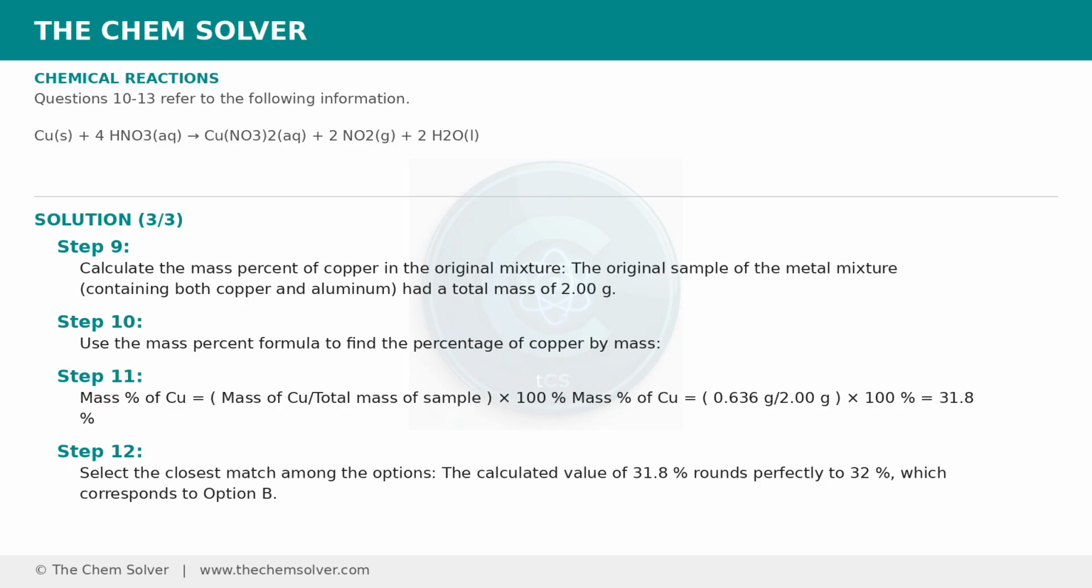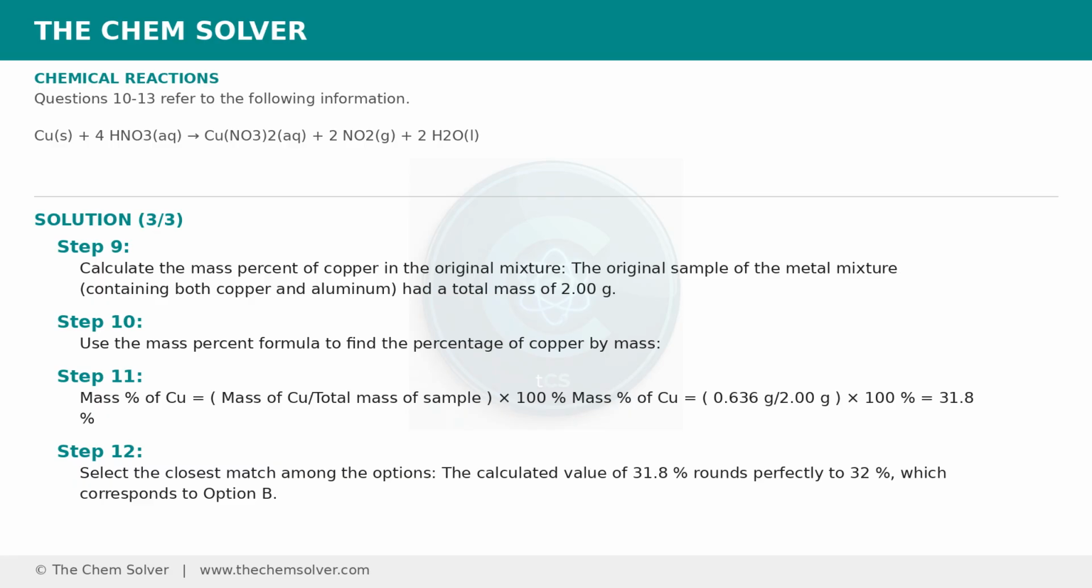Calculate the mass percent of copper in the original mixture. The original sample of the metal mixture, containing both copper and aluminum, had a total mass of 2.00 grams. Use the mass percent formula to find the percentage of copper by mass. Mass percent of Cu equals mass of Cu over total mass of sample times 100%. Mass percent of Cu equals 0.636 grams over 2.00 grams times 100% equals 31.8%.